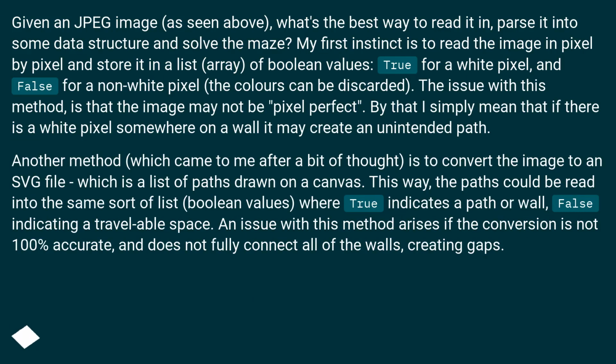Given a JPEG image, as seen above, what's the best way to read it in, parse it into some data structure and solve the maze? My first instinct is to read the image in pixel by pixel and store it in a list, array, of Boolean values, true for a white pixel, and false for a non-white pixel. The colors can be discarded.